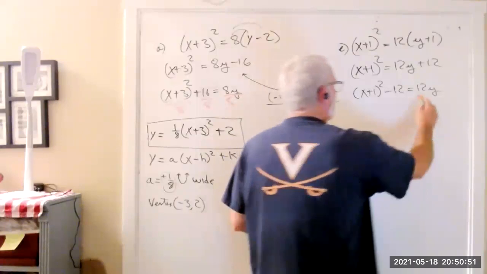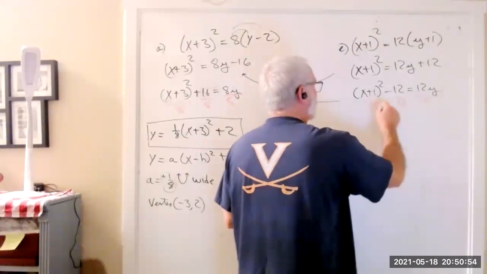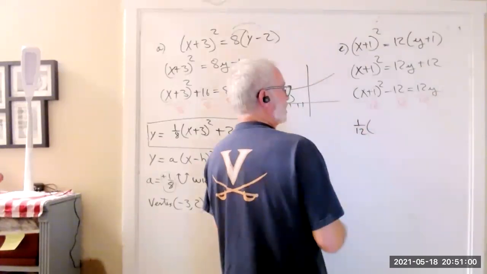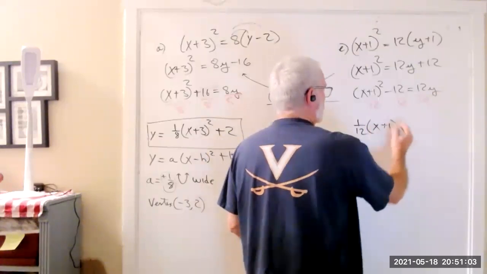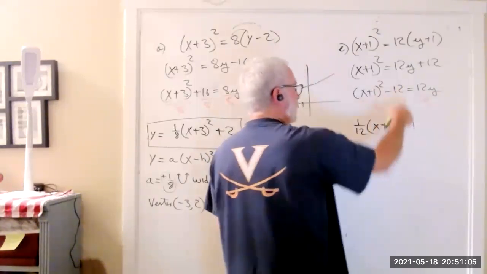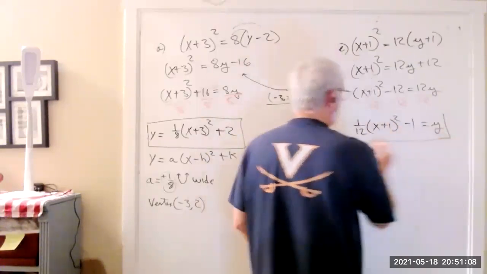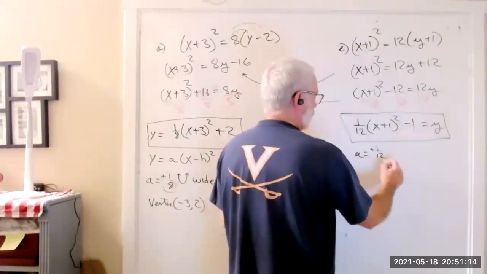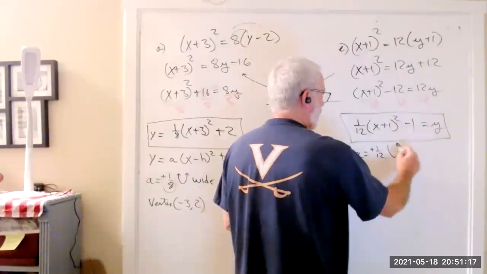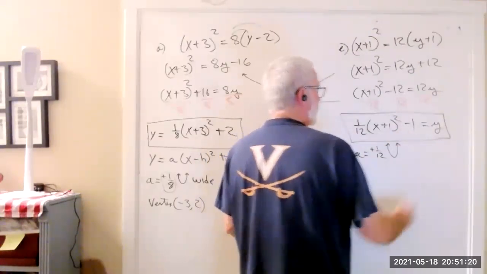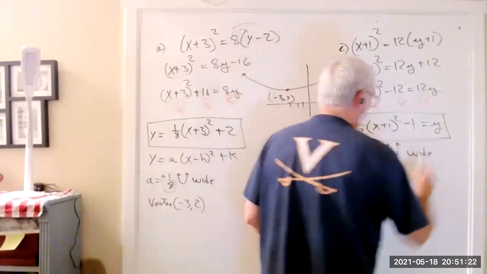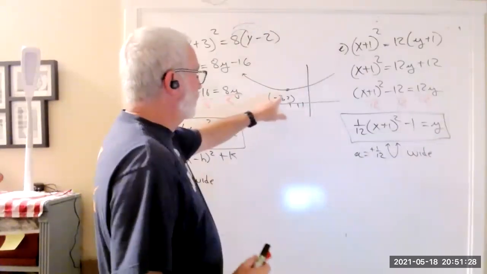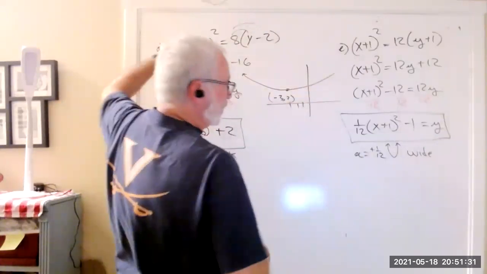Divide everybody by 12. Okay. Use the 1/12 trick. So x plus 1 squared minus 1, because that reduces, equals y. So once again, I know my A is positive 1/12, which means it's definitely going up. And it's wide again. As a matter of fact, 1/12 is smaller than 1/8. So this should be wider than this one was.